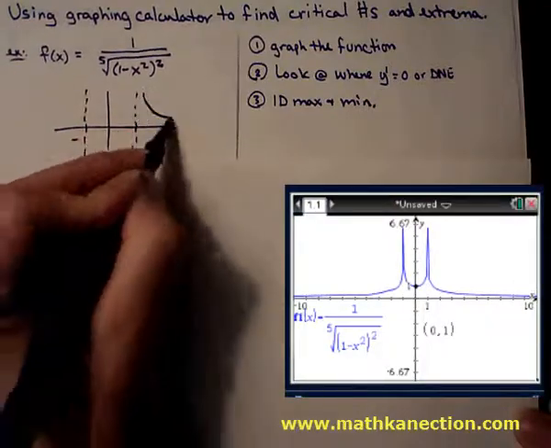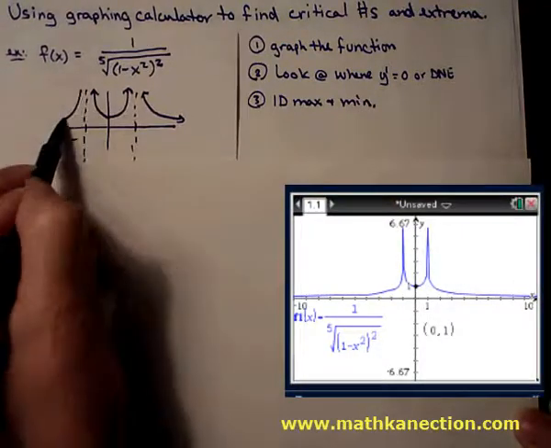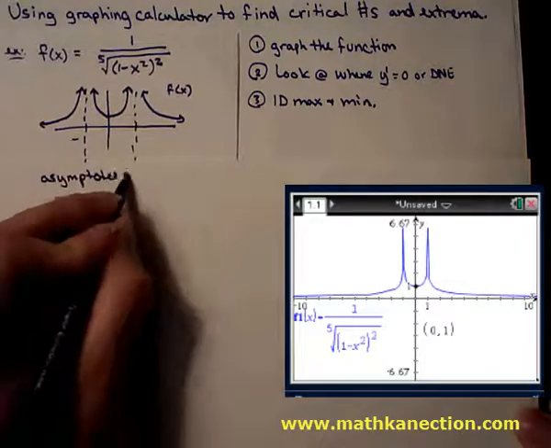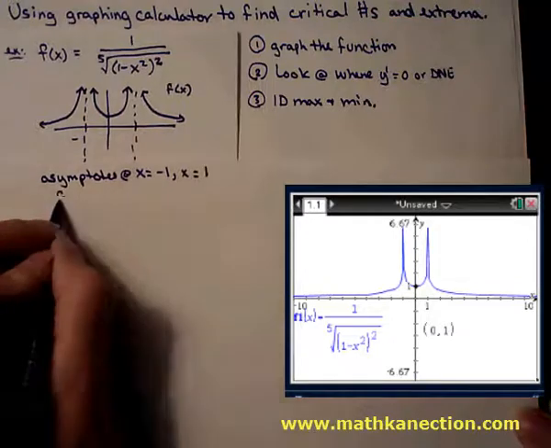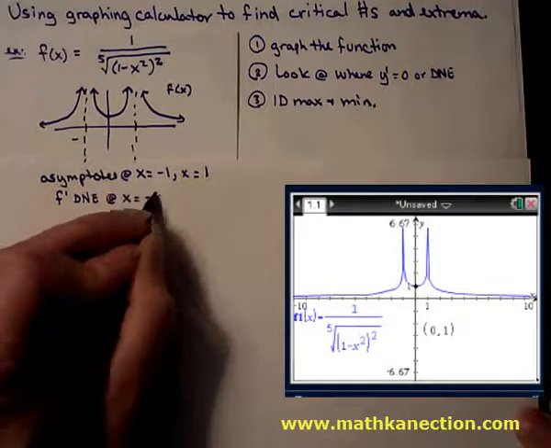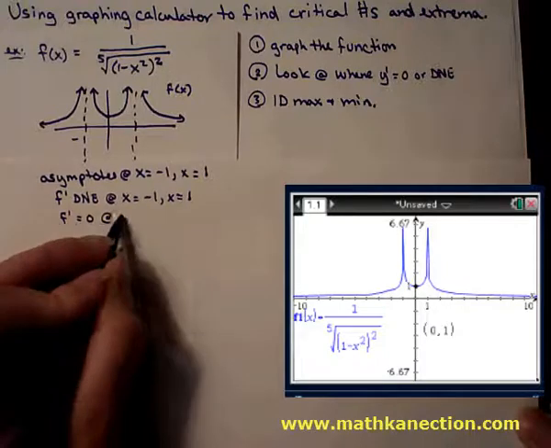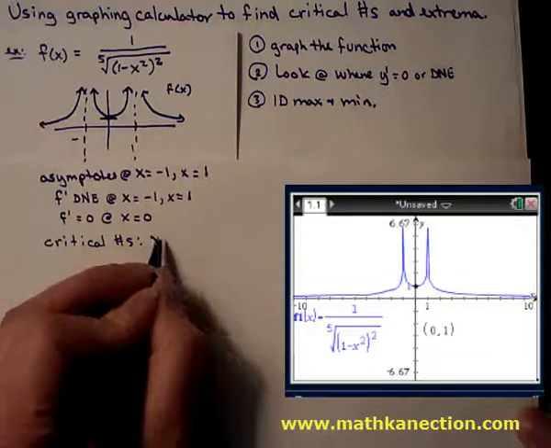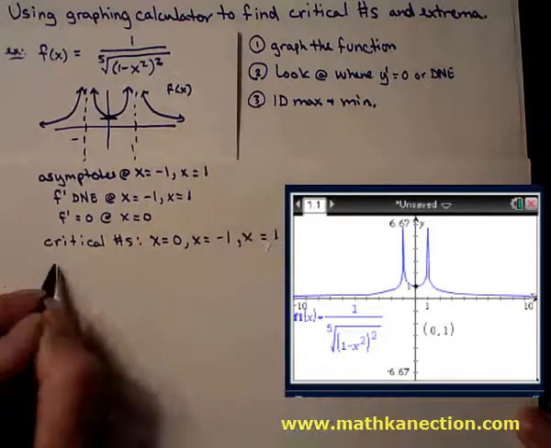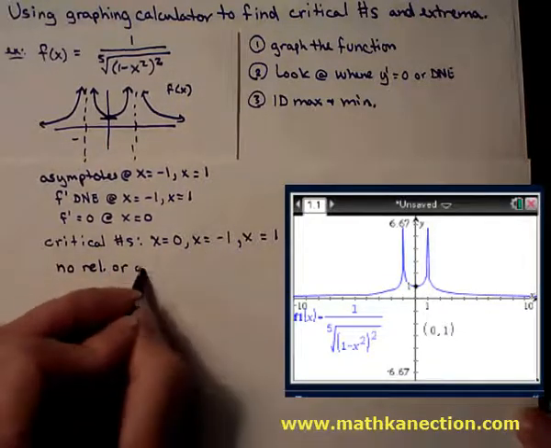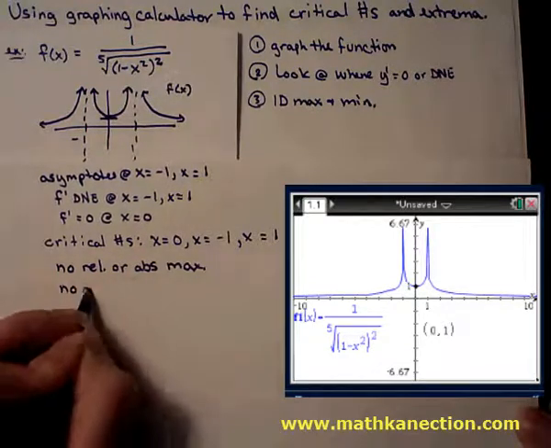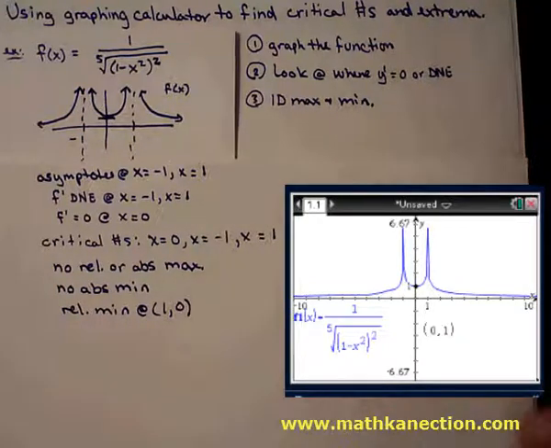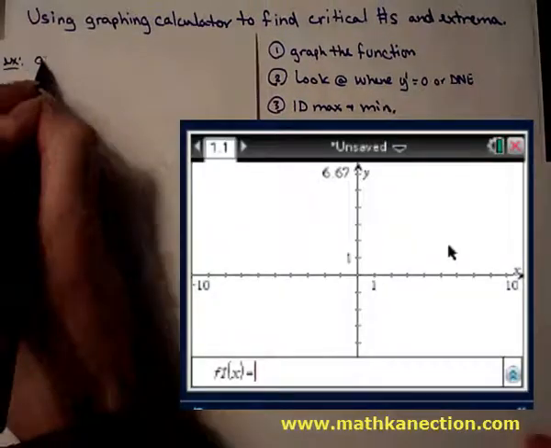So we'll draw a sketch of the picture of the function, as well as writing out where the derivative doesn't exist or where the derivative is equal to 0 to identify our critical numbers. So we have critical numbers at x equals 0, x equals negative 1, and x equals 1. There are no relative or absolute maximums. There's no absolute minimum in the graph, but there is a relative minimum located at 0, 1.